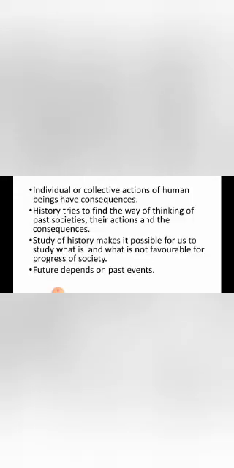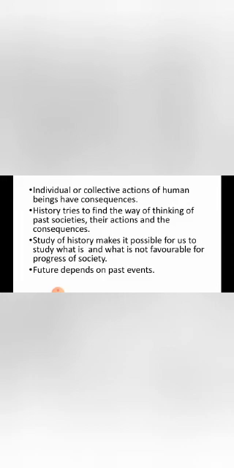Methods of presenting history are different from those of other sciences. It is not possible to conduct experiments to recreate the events of the past. History takes help of other sciences. Sources of history: material source, written source, oral source.